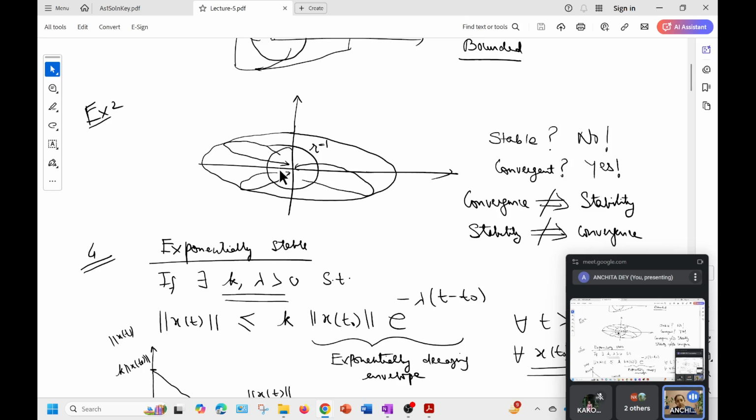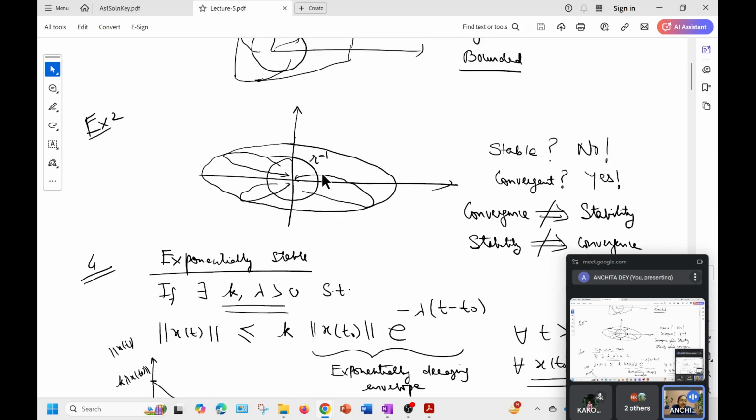Then you again come out, and you again reach the boundary of this elliptical region, and then you come here. So basically, you see your trajectory. If it starts inside the circle, it will eventually go around and come to the center, which is the origin. So it is eventually converging, right? It is coming there, right? But you can't say it to be exactly stable.